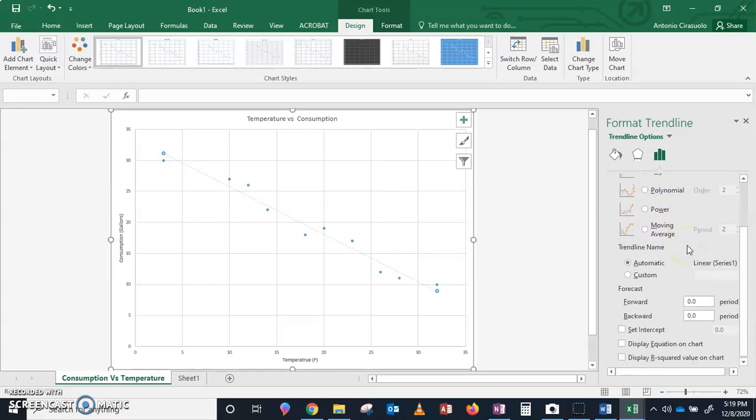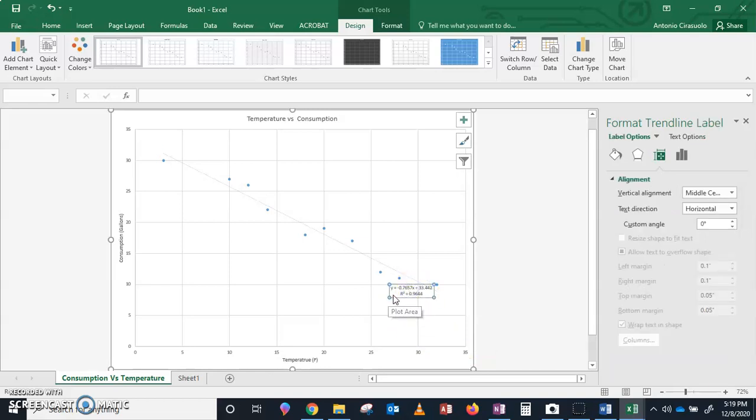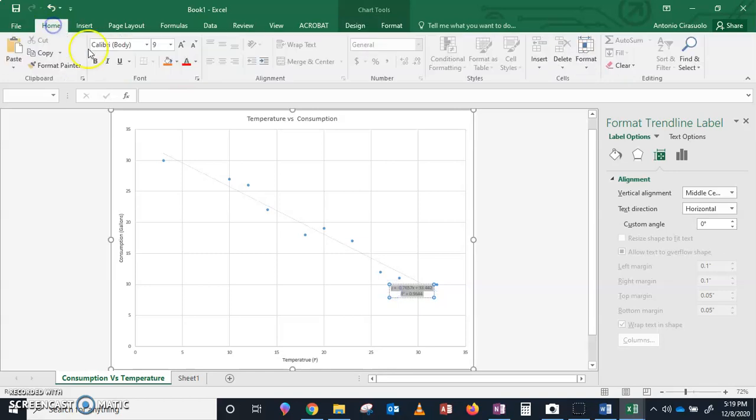And if you scroll down a little further, we can actually include the equation as well as the r² value, our coefficient of determination. I'm going to make this a little bit bigger, and you'll see that we got the exact same values. There we go. And let me move that over here. Okay, so there's our equation.